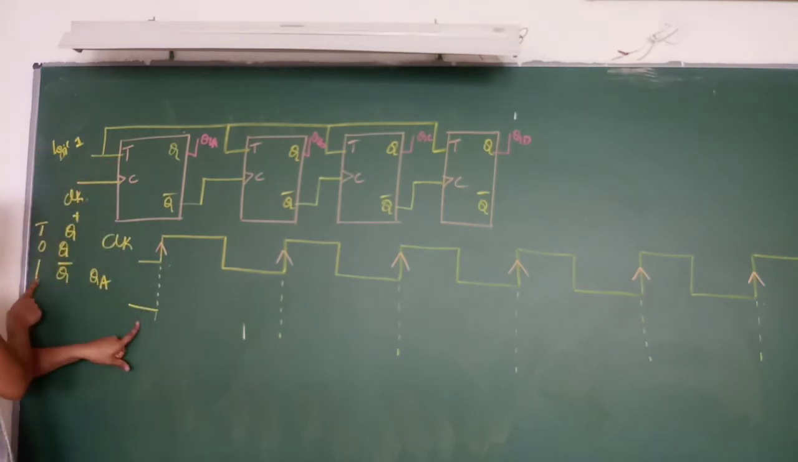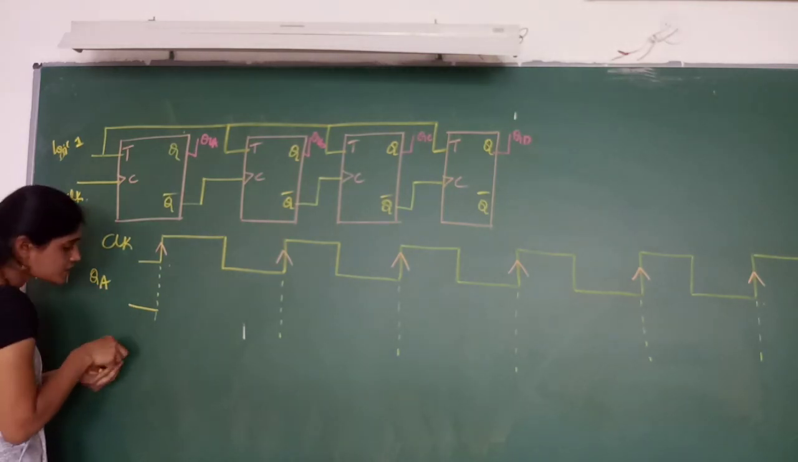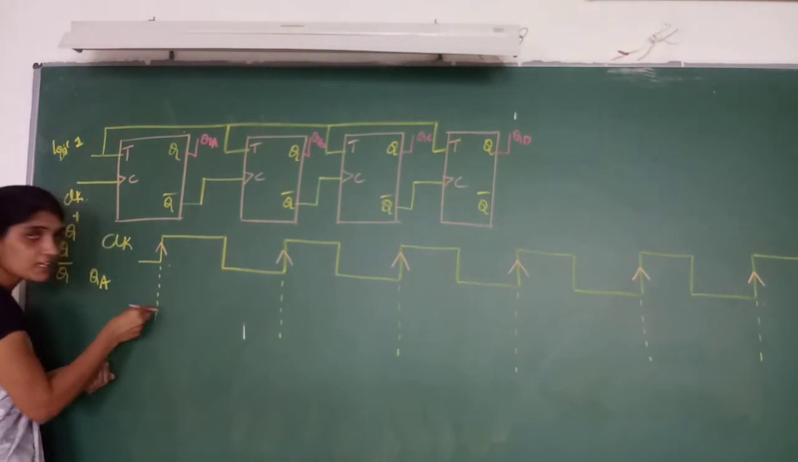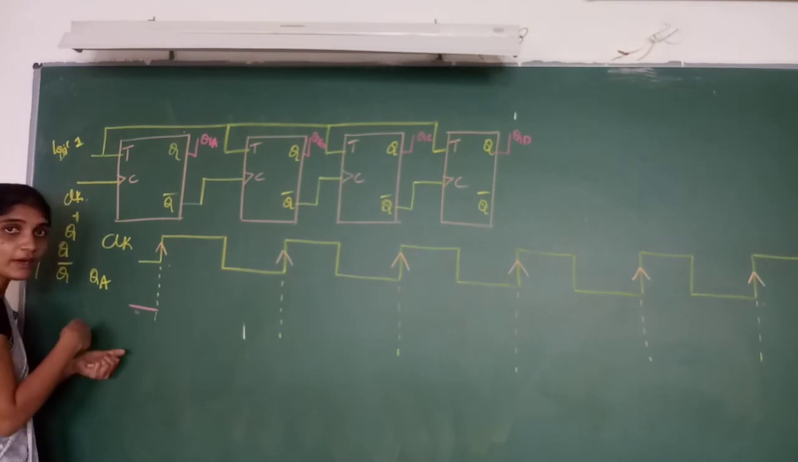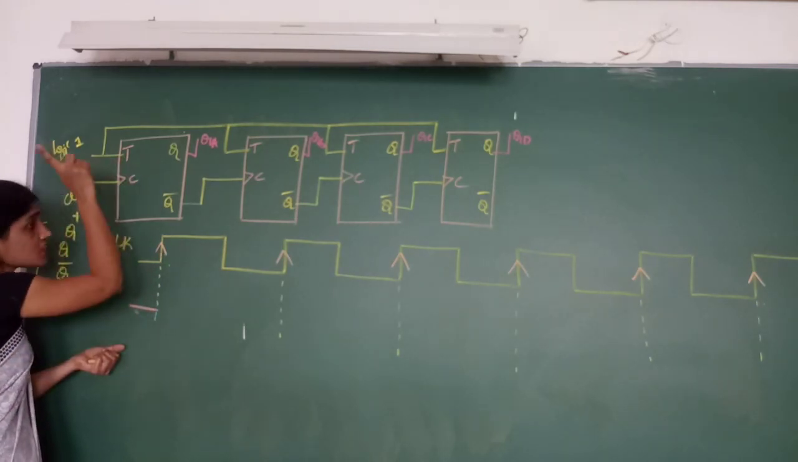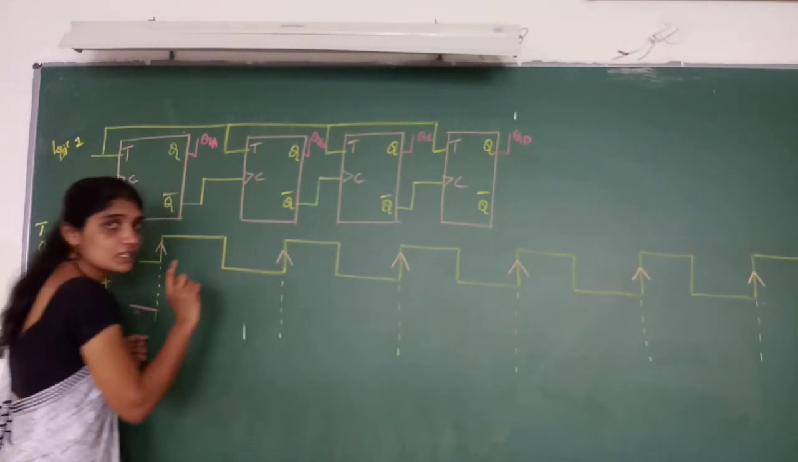T is 1. When T is 1, the next state is the complement of the previous state. What is the previous state? 0. So the next state is the complement of the previous state. At the positive edge, T is 1, continuously 1. So at every positive edge, the output toggles.